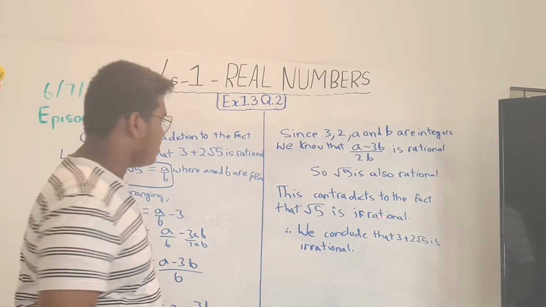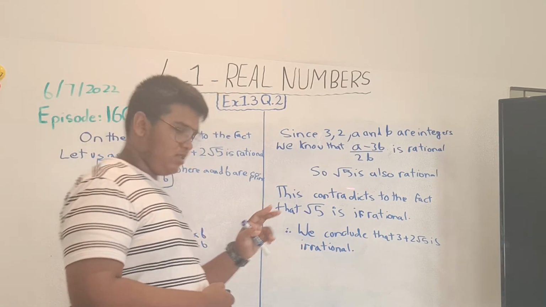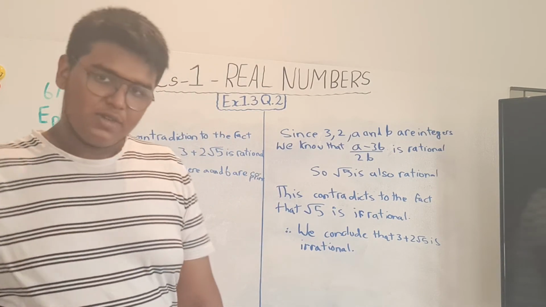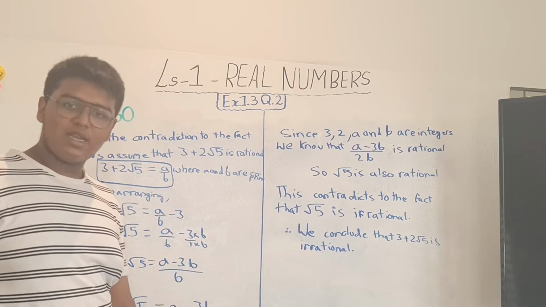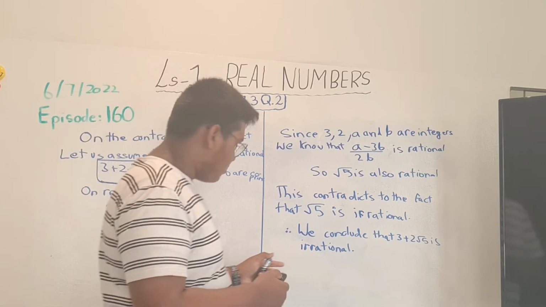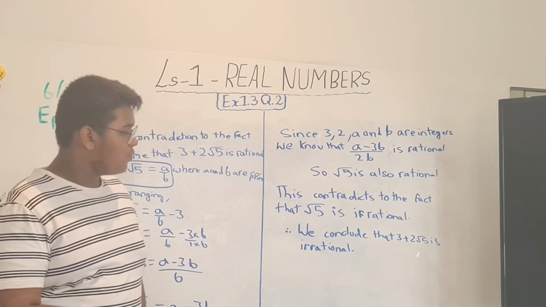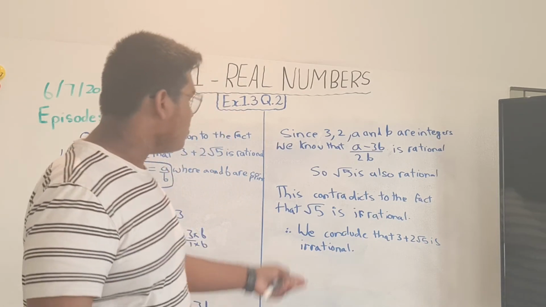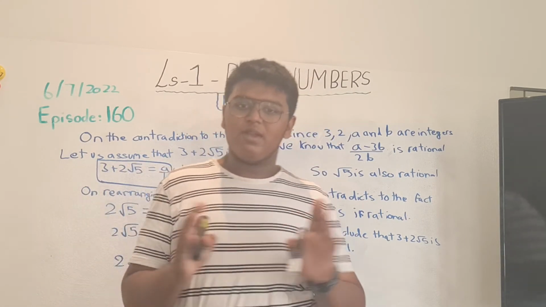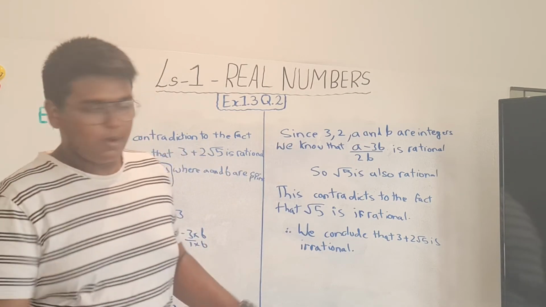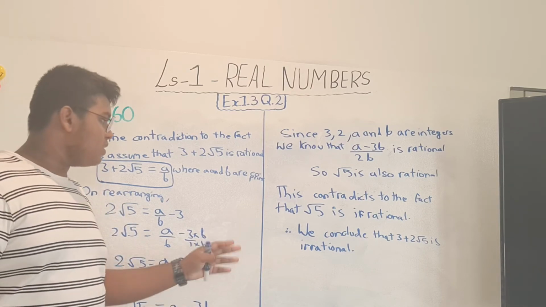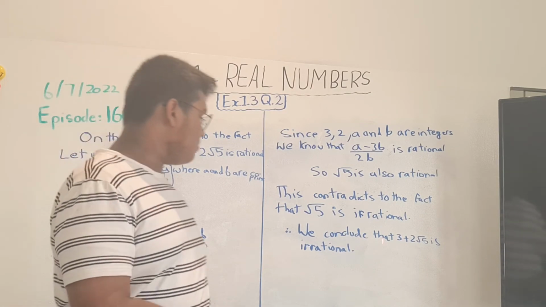But this is a contradiction to the fact that root 5 is irrational. We know that root 5 is irrational, right? We proved it in our question number 1 that root 5 is irrational. So therefore we can conclude that 3 plus 2 root 5 is irrational. How can we conclude? Only one part must be irrational, and the whole will become irrational. That is the concept of these roots and proving. Just one thing must be irrational, then everything will become irrational.